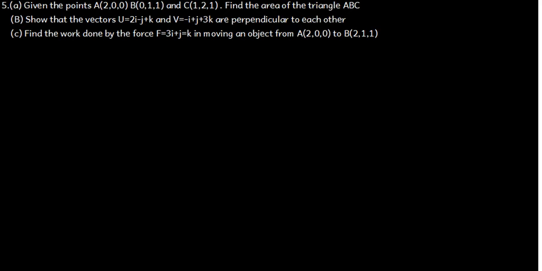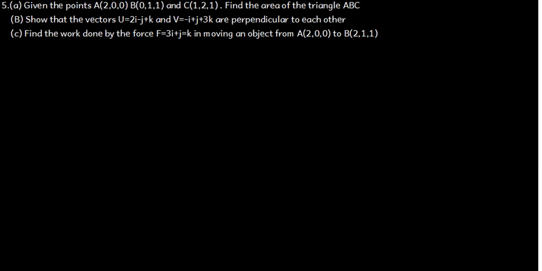Alright, question number 5. Given the points A (2, 0, 0) and B (0, 1, 1) and C which is (1, 2, 1), find the area of the triangle ABC. Now, how do we get to find the area of this triangle? We have been given 3 points. Well, just as we said earlier, if you've got a point here, a point there, and a point there, you can get any 2 vectors first. You can get this point and this point. So this can be AB and then AC.